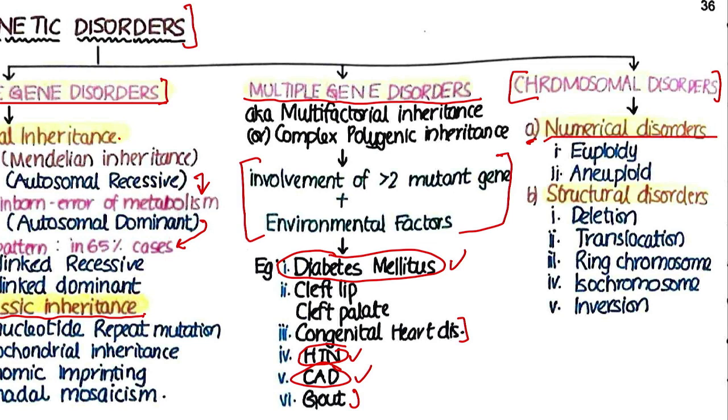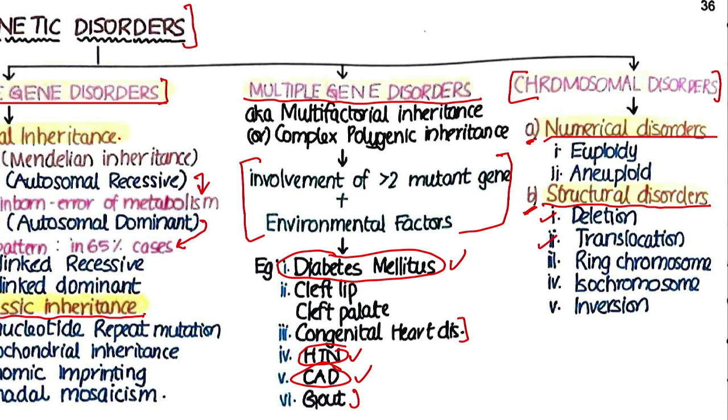One is numerical disorders, meaning the number of chromosomes has altered. Second is structural disorders, meaning the number is the same but the structure of one chromosome or two chromosomes is altered. Structural disorders can occur in the following 4 or 5 ways. One is deletion. There can be deletion of a chromosome or a part of a chromosome.